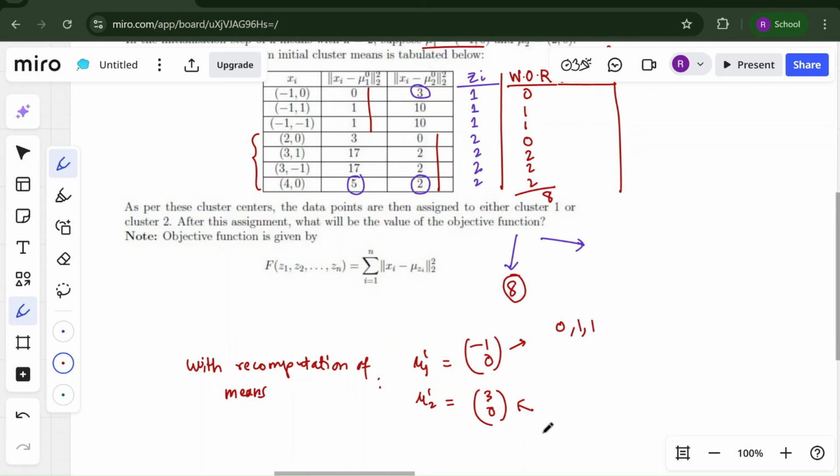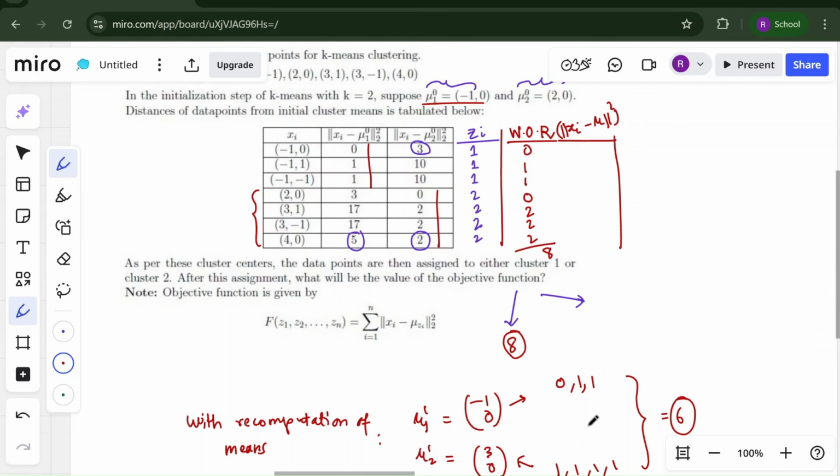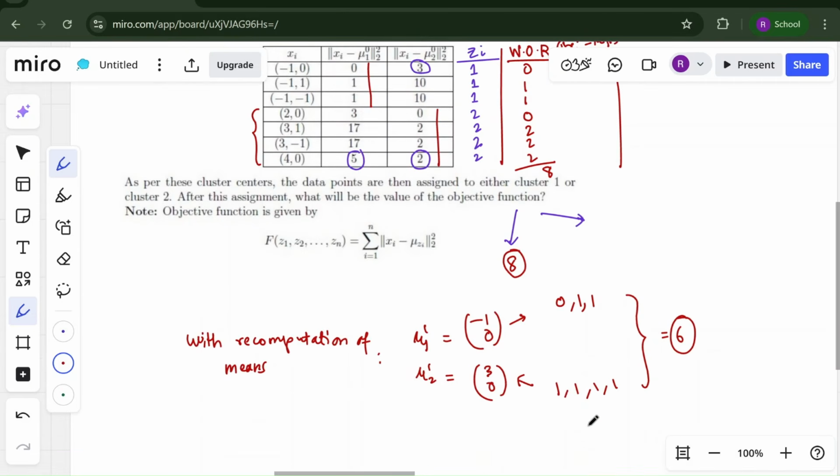But for this you have to do some updation. If you do 2 comma 0 minus 3 comma 0, it is 1 and then again 1, again 1, again 1, right? So it's a total of 6. That's how, if you are recomputing the mean, then it is 6. Okay, cool.